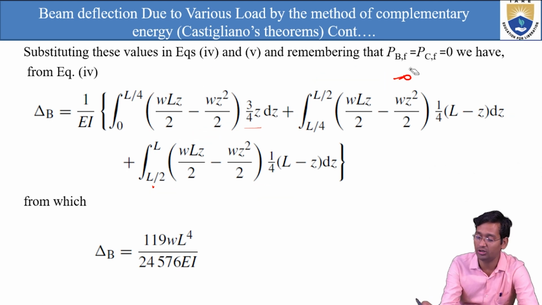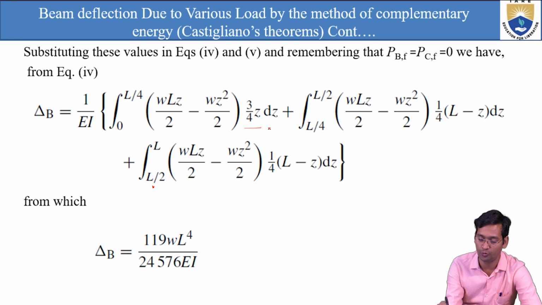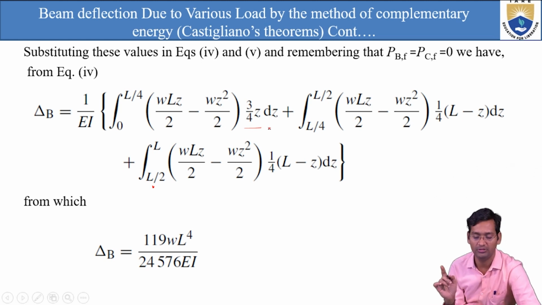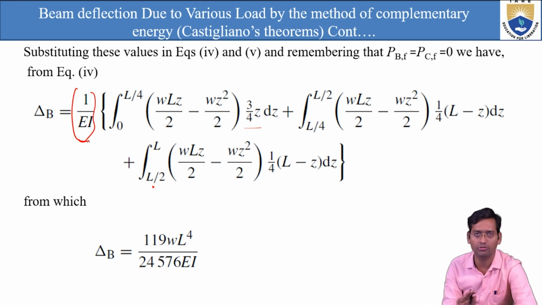Now what you have to do here is integrate this. How will you integrate? First expand this and then integrate. I am just showing it for one, similarly you can do it for delta C. So just see here, first this 1 by EI is constant, so I am keeping that outside. First let us integrate part by part.